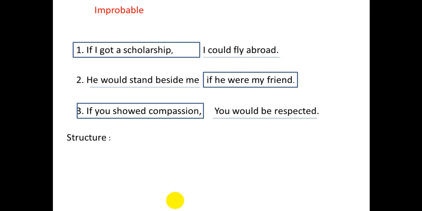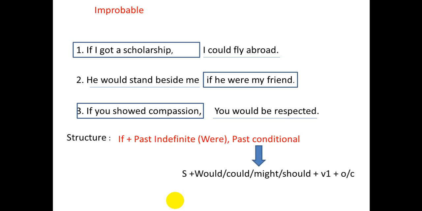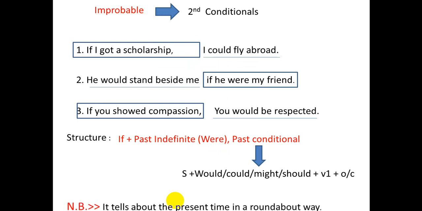And let's look at the structure. If plus past indefinite, where within the bracket, and past conditional. That means if I got a scholarship, this is of course past indefinite tense, and I could fly abroad, this is past conditional. And in case of past conditional, let's just look at the structure that is found in past conditional. Subject plus would, could, might, should plus V1, as V1 is preceded by a modal auxiliary verb, and these sentences are called second conditionals. And of course, the second conditional sentences tell about the present time in a roundabout way.